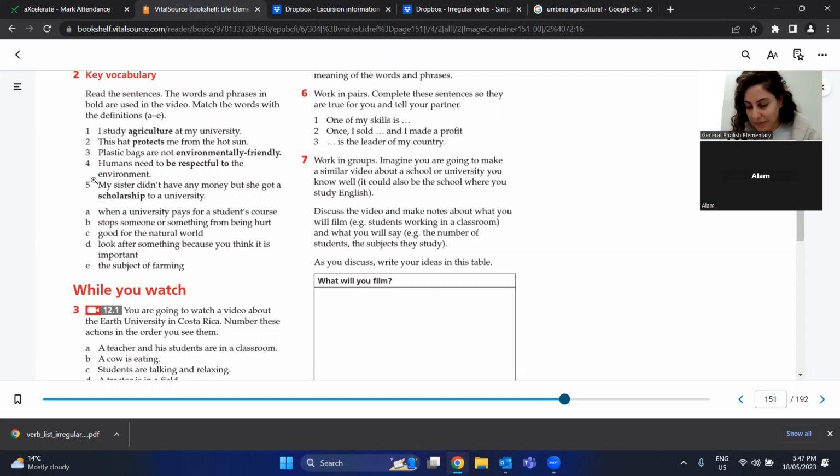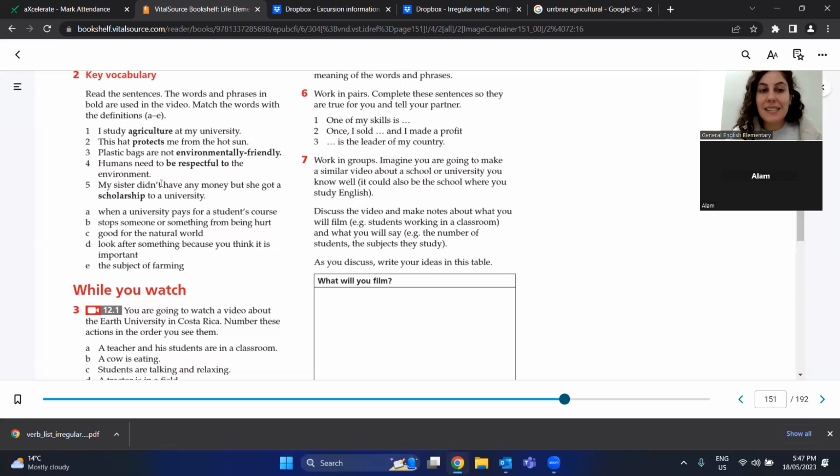C. If I said humans need to be respectful to the environment, what does being respectful mean? Look after something. Yeah, you have respect for it. You're looking after it, caring for it. It's the same when we say we respect people. It's because we care about them and their feelings.